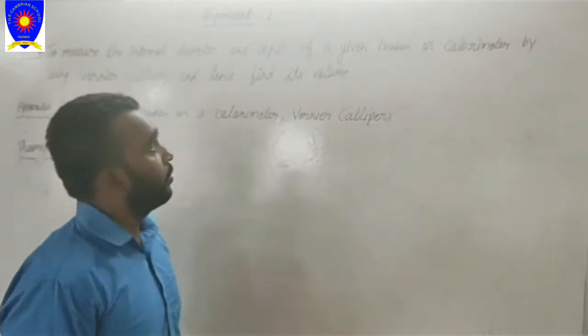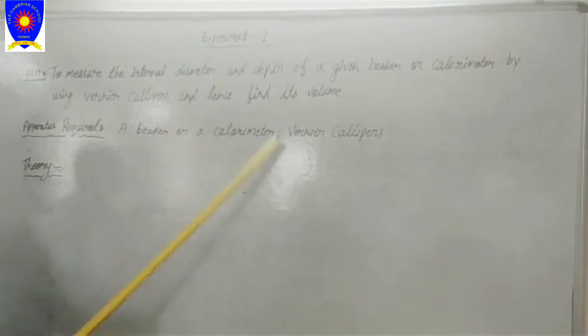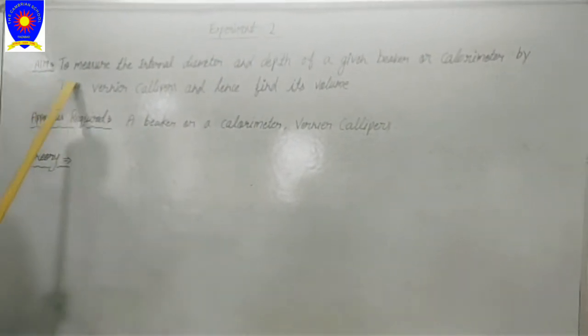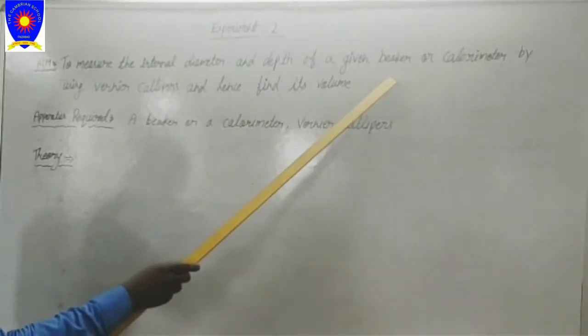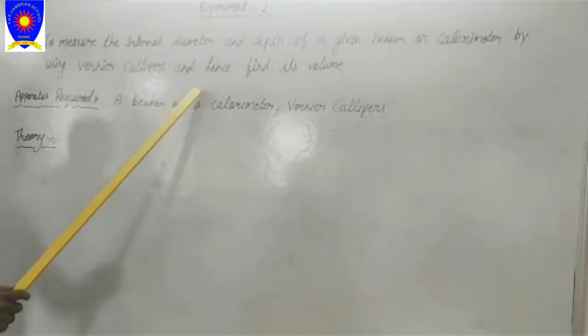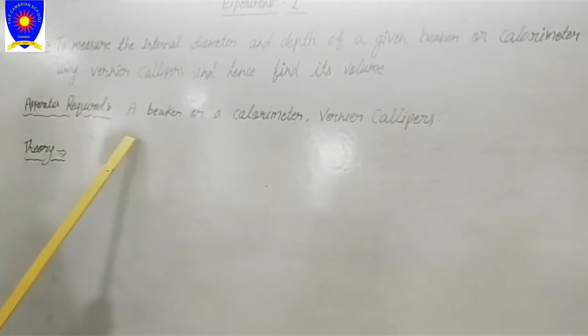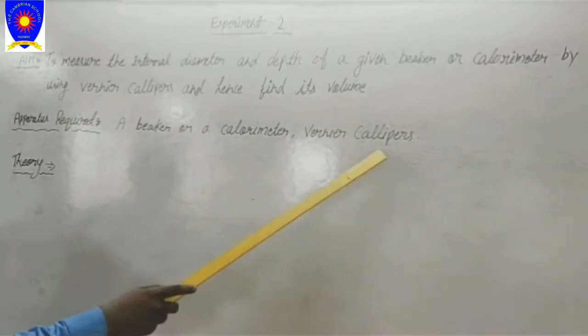So today we have to learn our experiment number 2. According to this experiment, the aim is to measure the internal diameter and depth of a given beaker or calorimeter by using vernier calipers and hence find its volume. The apparatus required are a beaker or a calorimeter and vernier calipers.